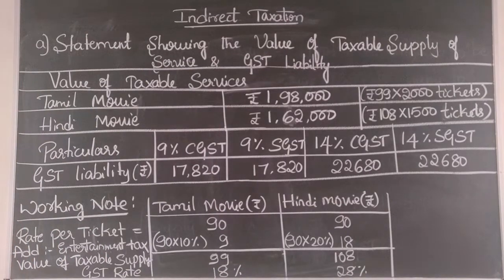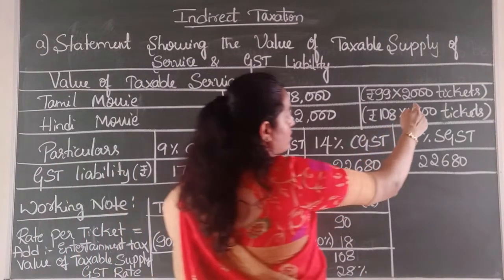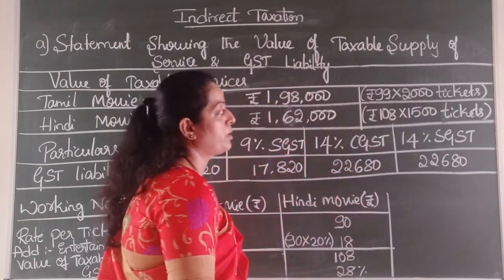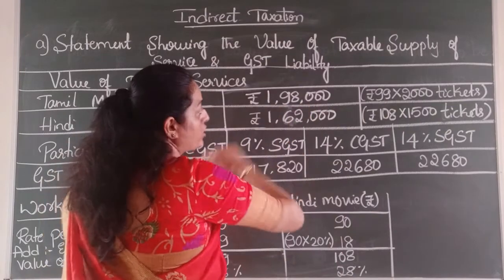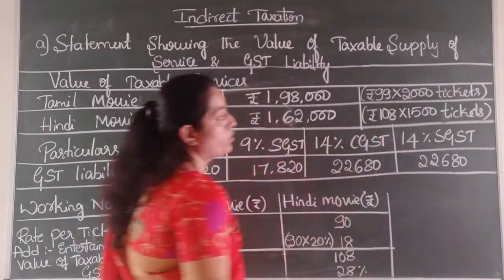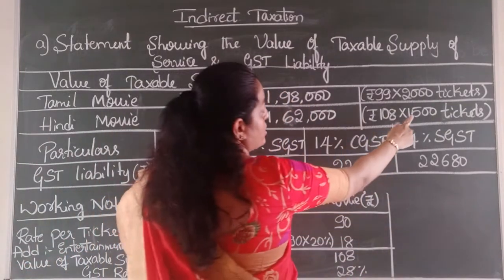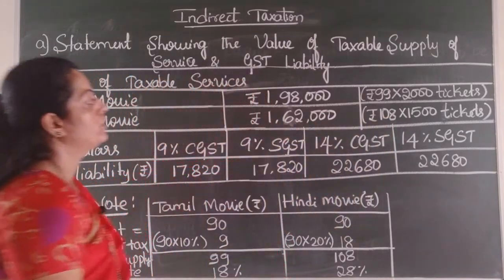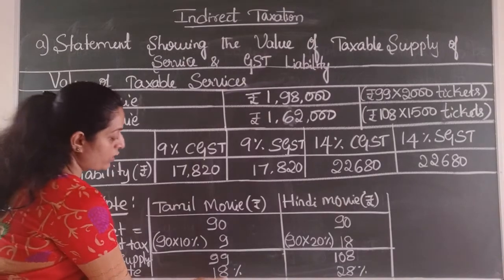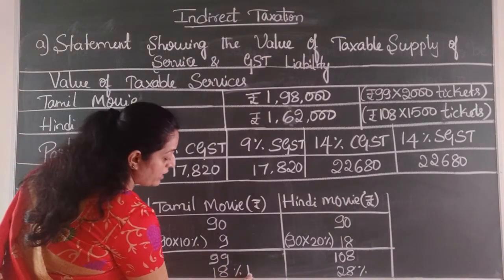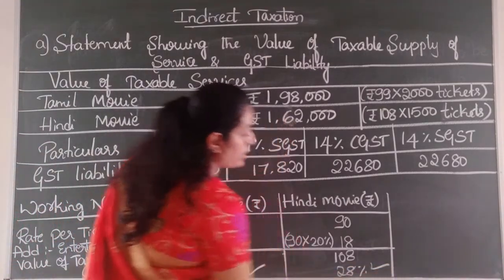So value of taxable supply we need to multiply. 2000 tickets were sold for Tamil movie, so 2000 into 99 gives you 1,98,000. 1500 tickets were sold for Hindi movie, so 1500 into 108 gives 1,62,000. The applicable rate of GST for Tamil movie is 18% and for Hindi movie is 28%.